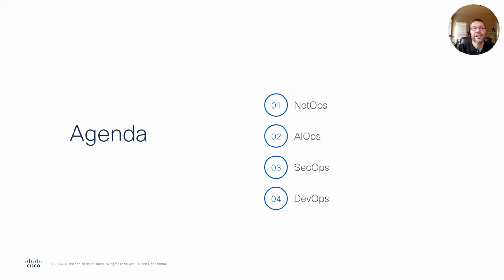And for our agenda, all right, we're going to go all the way from your different personas, from NetOps all the way down to DevOps. So it doesn't really matter which role you're trying to use Catalyst Center for, whether it's your AI Ops or your SecOps or your DevOps. We've got something for you in the presentation today.